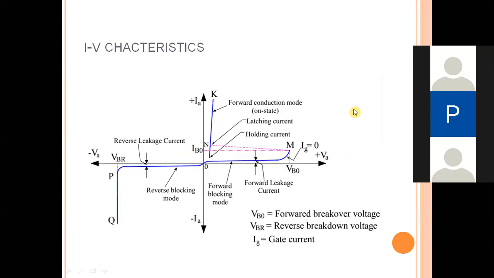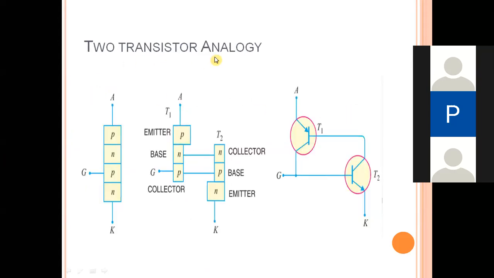Okay, then moving to this two transistor analogy. The main purpose of considering the two transistor analogy is to analyze the SCR. From this two transistor analogy, we are going to have certain considerations. On the basis of those considerations only, we are going to frame these turn-on methods. Okay.